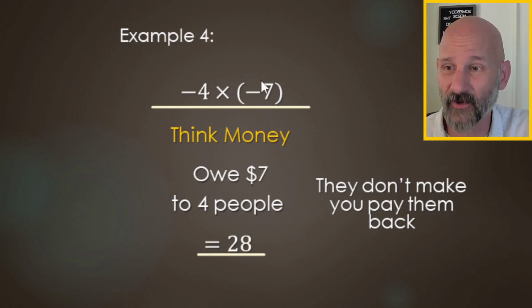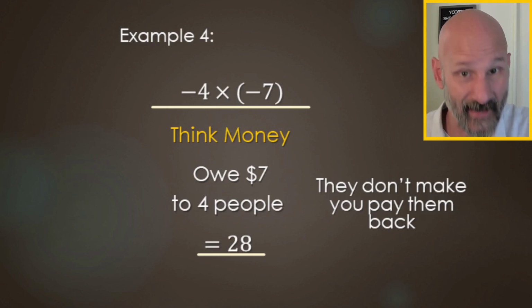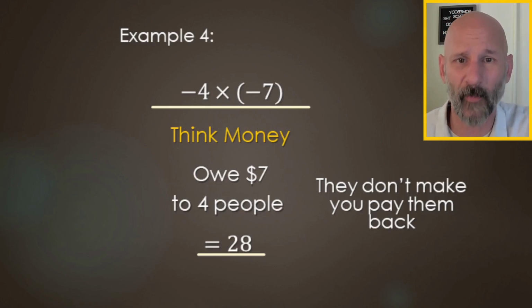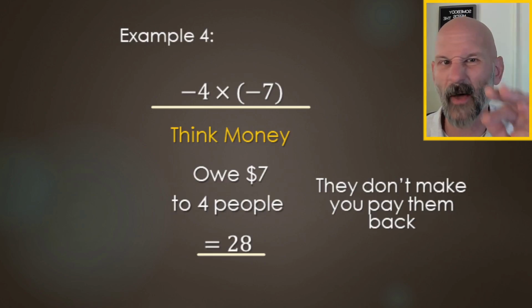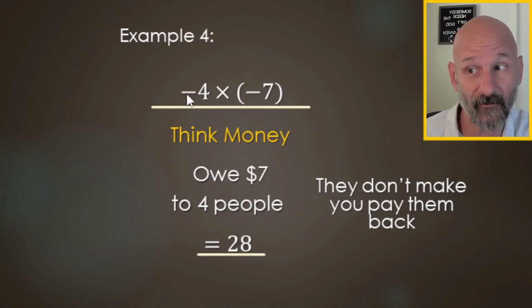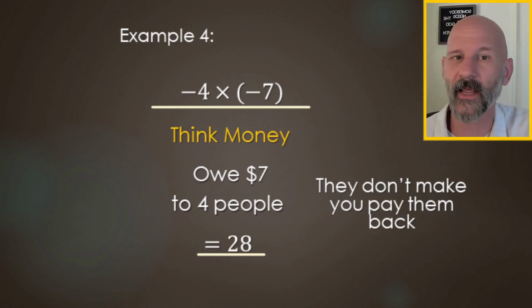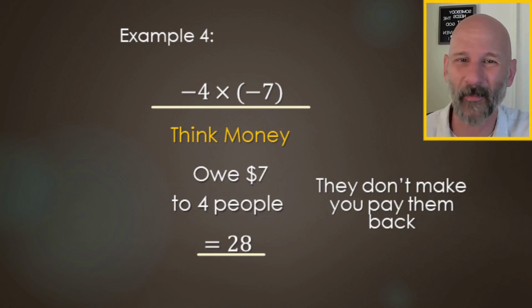You had to pay $7 to 4 people because they gave you the $7, each of them, and you have to pay them back. But then they said, don't worry about it. We're going to take away. That's what the negative in front of the 4 means. We're going to take away our debts. You just keep it in your wallet. You get a positive, or you get positive $28.